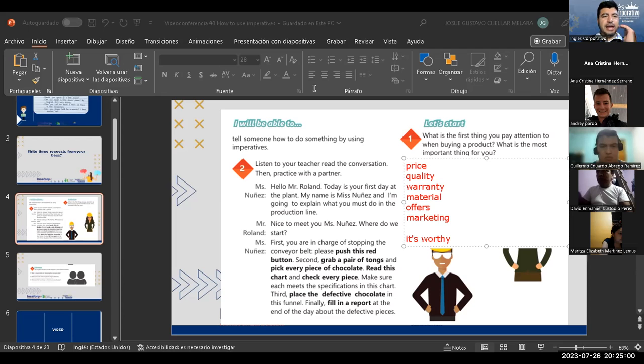Okay. I guess we have like a pyramid of importance categories. For example, price. Everybody says price is important. Yeah. Nobody can deny it. Nadie lo puede negar. And quality, okay. Guarantee, material, offers. Of course, offers are important. You can notice, you can see if it is worthy, si vale la pena. Yeah, it's worthy, so yeah, you can buy it, especially if it is on offer.